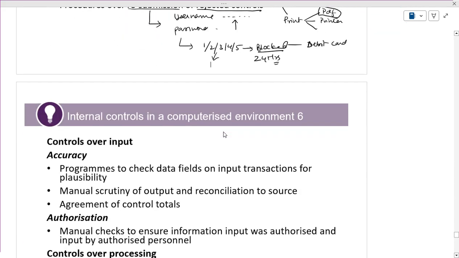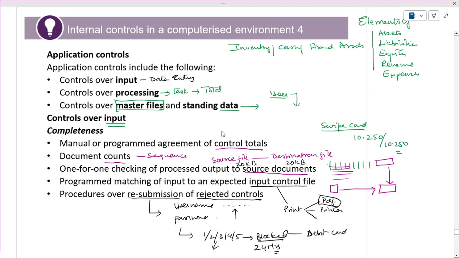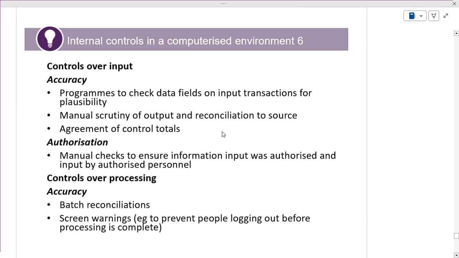Fine. These are the ways we are talking about. Controls over input, first in terms of completeness, then controls over input accuracy: programs to check data files or input transactions for plausibility. If there is any gap, they will say 1, 2, 3, and 4 will not be there, then 5, 6, 9. Likewise. Then what is the reason? What is the cause of the break? That is what we want to know. We want to check the accuracy.